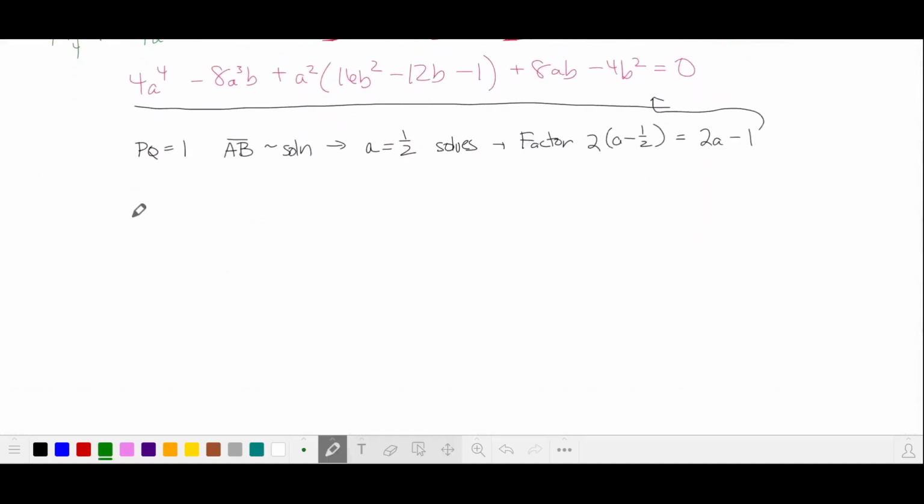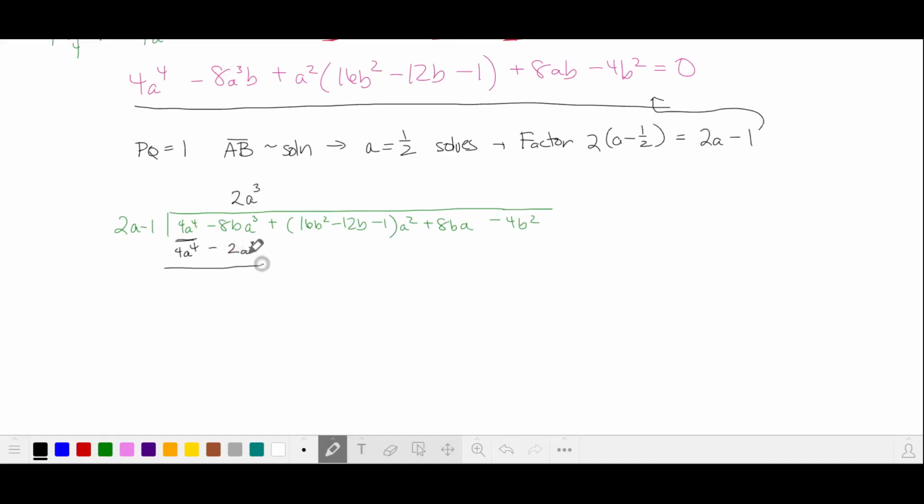I'm going to use the regular long division algorithm to find the quotient, and I'm going to write my terms in decreasing powers of A. To match this first term, 4A to the 4th, I'm going to multiply my divisor by 2A cubed. Multiplying by 2A minus 1, I get 4A to the 4th minus 2A cubed. According to this algorithm, we subtract the black terms from the green terms above it. Subtracting, we lose these 4A to the 4ths, and our coefficient of A cubed is 2 minus 8B.